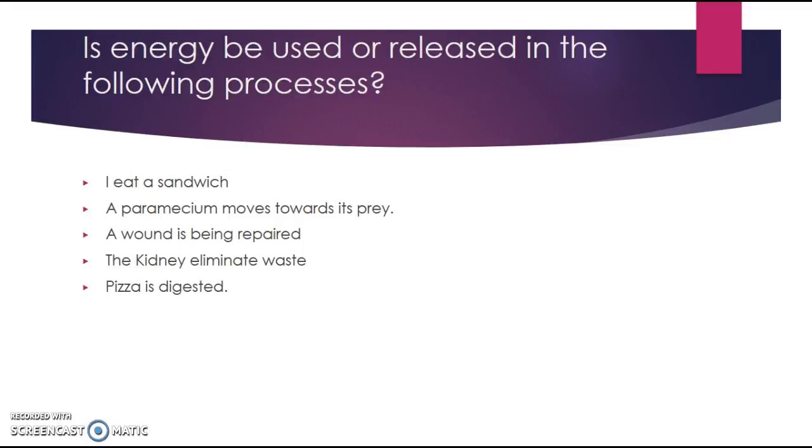Is energy being produced or released in the following process? I eat a sandwich, a paramecium moves towards its prey, a wound is being repaired, kidneys eliminate waste, or pizza is digested. The 2 where energy is released would be I eat a sandwich. That would be me taking in that glucose and getting energy. Pizza being digested is also energy being released. The other 3 are where energy is going to be used.